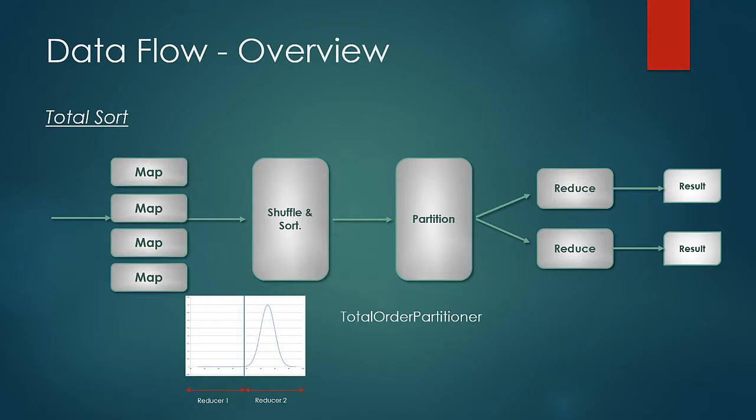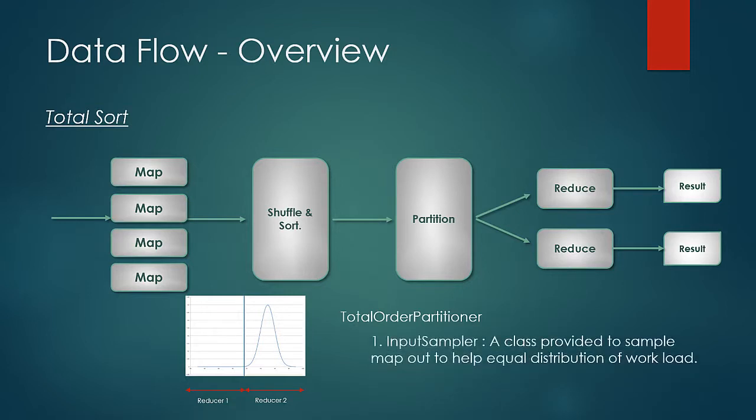Hence, with the total order partitioner, Hadoop provides an input sampler which samples the input space to find out the distribution and helps the total order partitioner divide the key space into somewhat equal portions. So you would always see an implementation of the input sampler along with the total order partitioner. In the next section, we understand another technique we can apply to our solutions, that is the secondary sort technique.